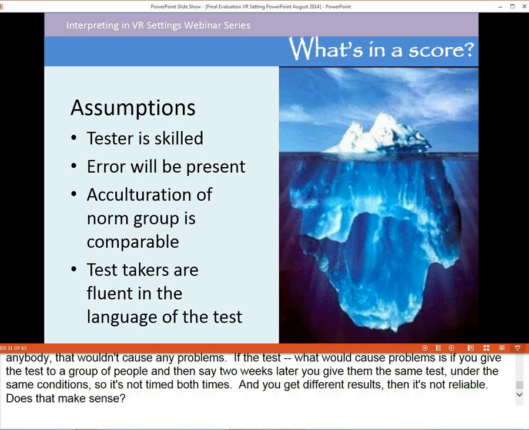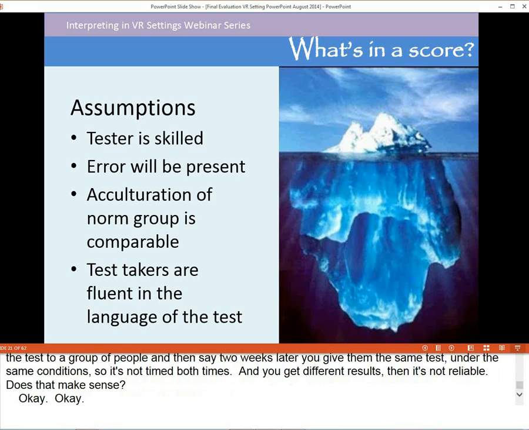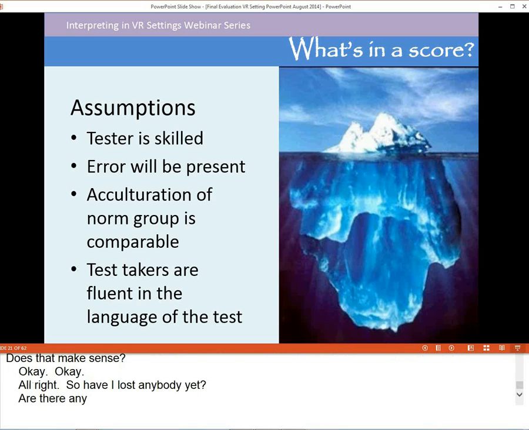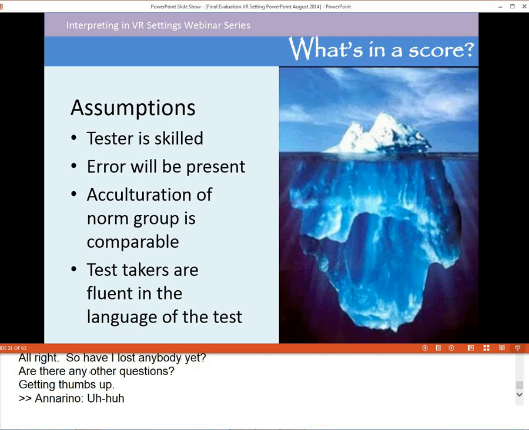Mm-hmm. Okay. All right, so have I lost anybody yet? Are there any other questions? Getting thumbs up? Mm-hmm. Okay. Yeah, okay, I'm going to have 17. Wait a second.